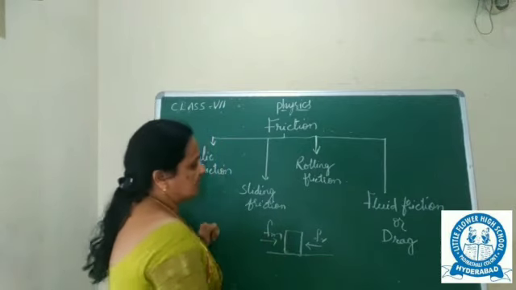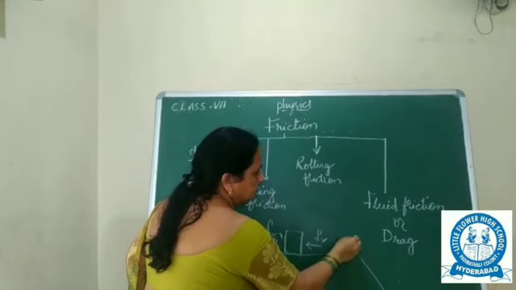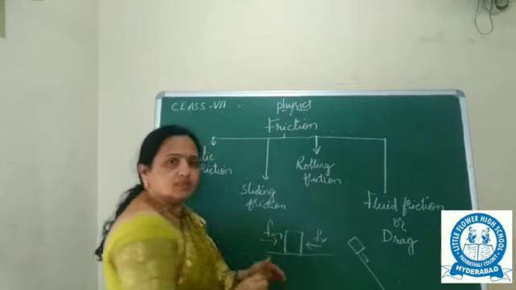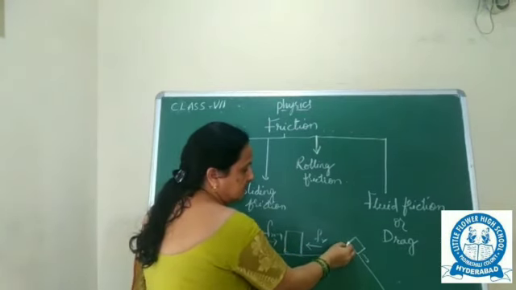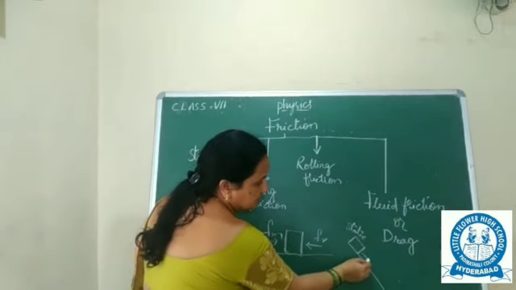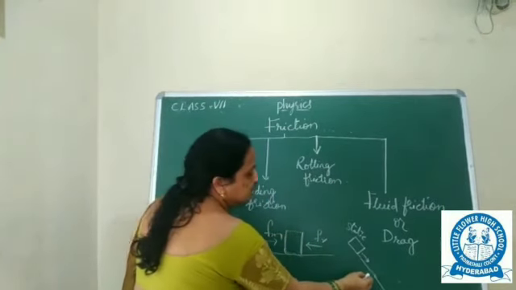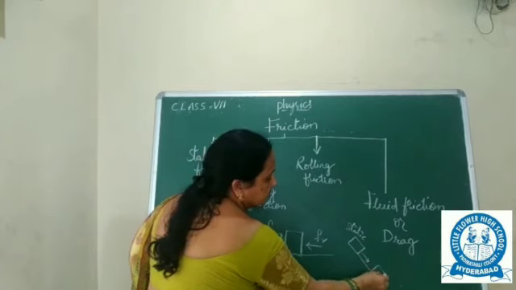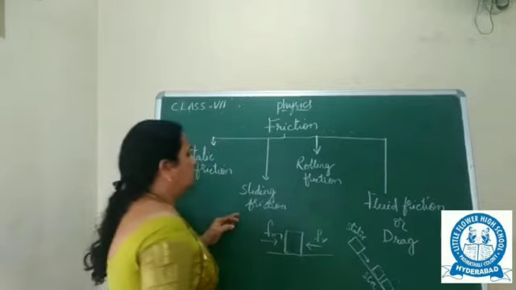When it comes to sliding, it is the same thing. Take one slide. You keep an object on it. It's ready to slide. So this time, first it had static friction. Then it comes into motion. It is now having what type of friction? Sliding friction. That means the object comes down, slides, and then reaches the ground.